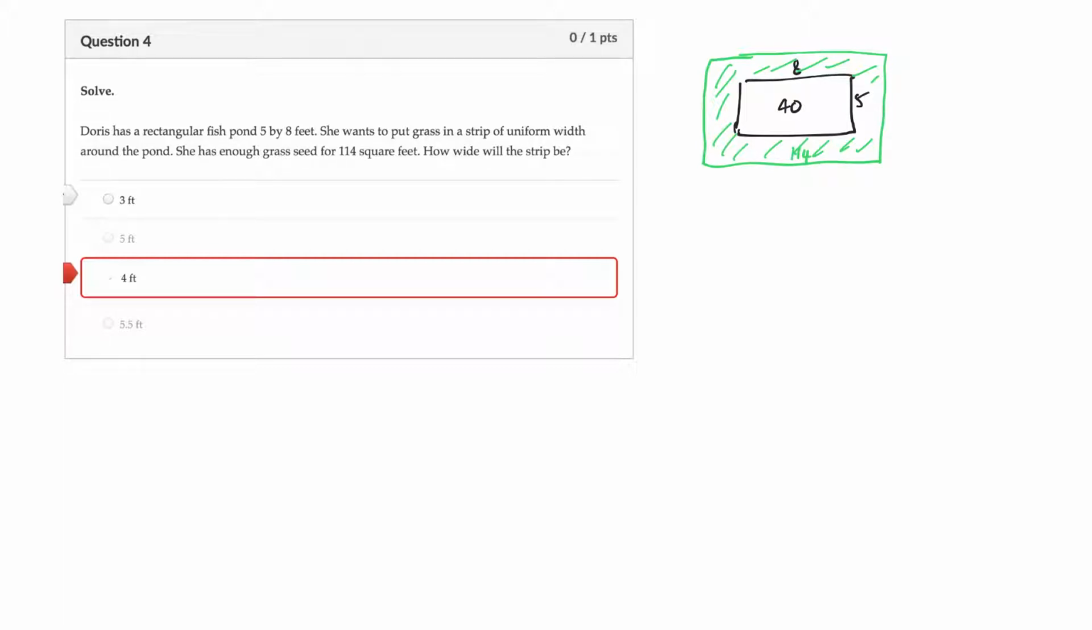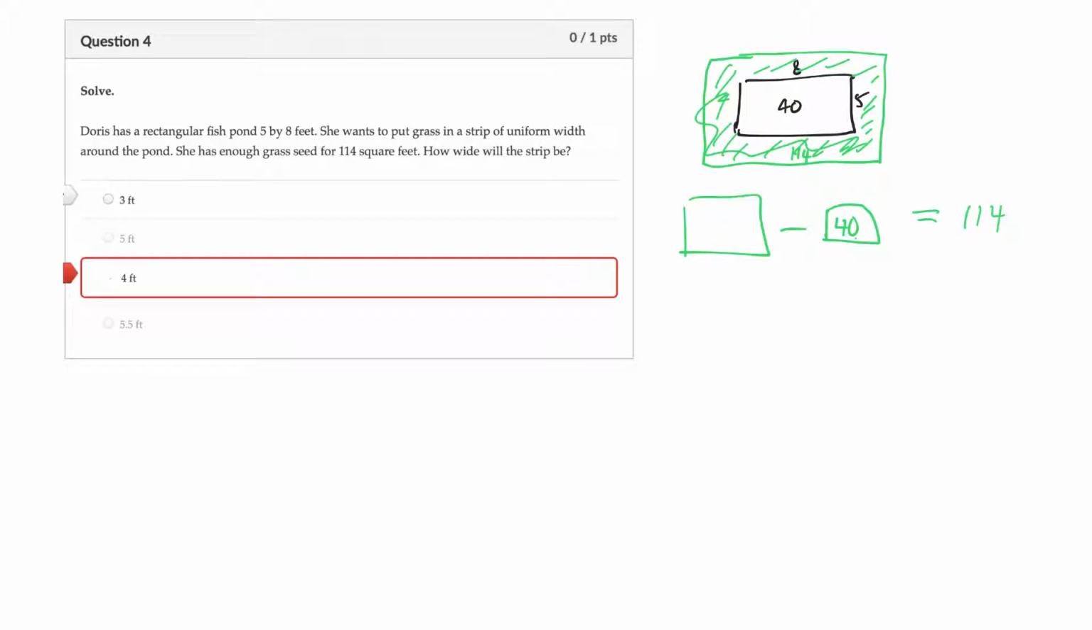Okay, so it looks like I'm going to have to figure out the area of that bigger rectangle. I'll need to subtract off the smaller one, right? So the big one minus the small one, that'll give me just the green shaded area. That'll be 114. So now I have to figure out the area of each of those. The area of the small one, we know that one already, it's 40. But the area of the big one, I don't know how far that is.